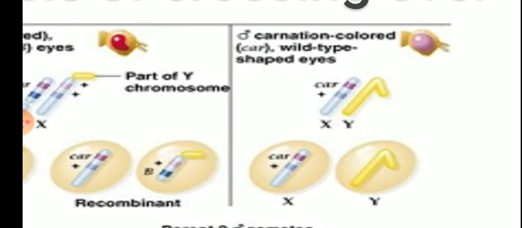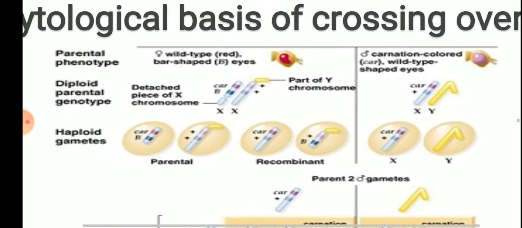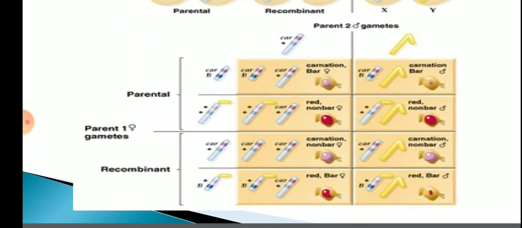Now on the other hand, he has taken the male with X and Y chromosome with carnation eye and the rounded eye. Here you can see one dominating and one recessive gene is there. Now here, forget that part.